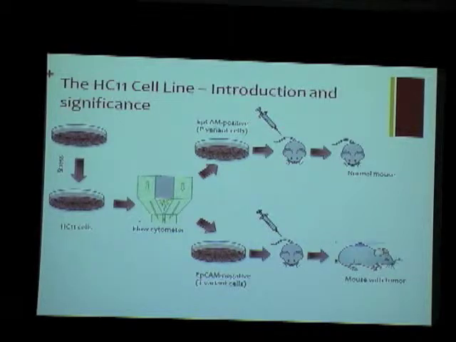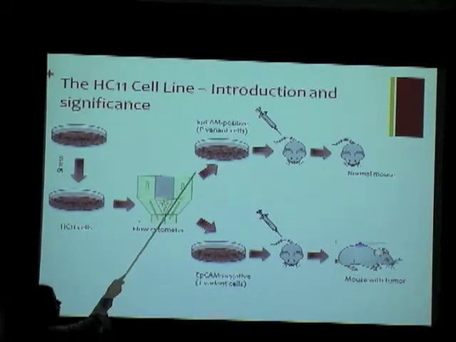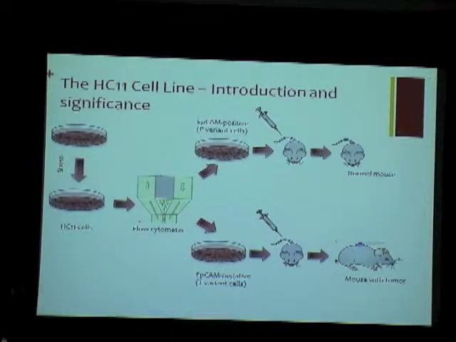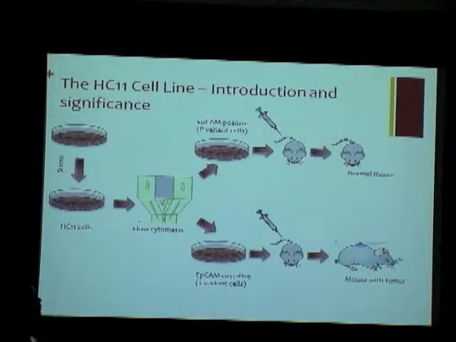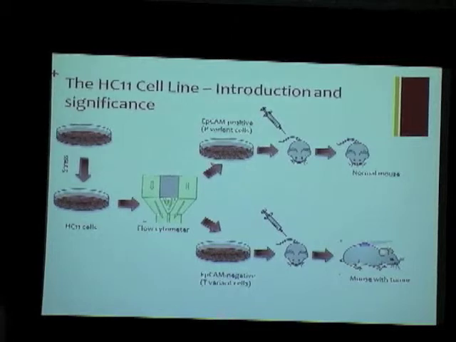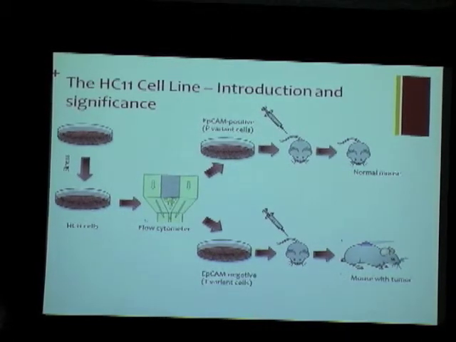Now I'm explaining the significance of the HC11 cell line. It was found that under conditions of stress, the HC11 cell line underwent a transformation, and when sorted by flow cytometry, they gave two variant populations. The EpCAM positive population, which we're going to call the P variant cells, when injected into mice, did not initiate any tumors. However, there was another population of cells, the EpCAM negative cells, which were found to initiate tumors when injected into mice. This makes the study of these T variant cells very important.